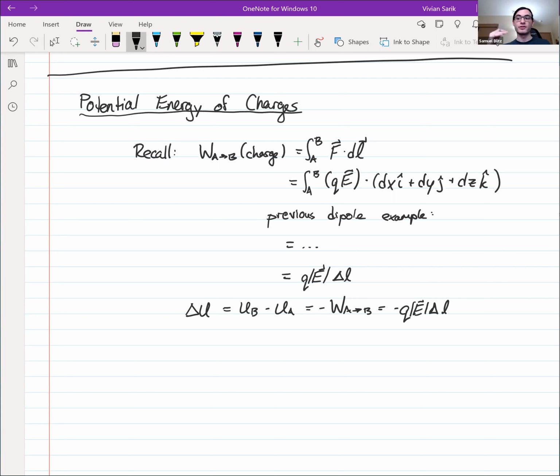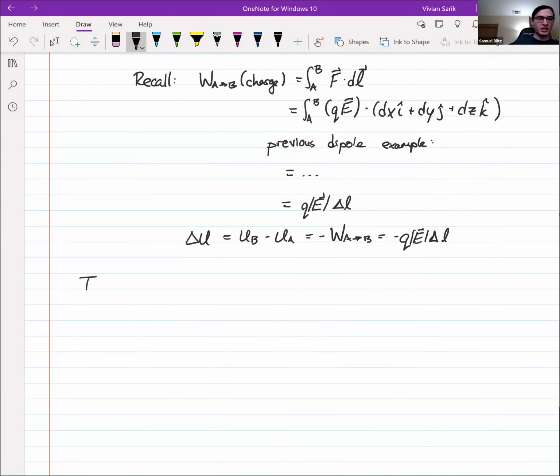Usually we have some configuration of charges and we want to find the potential energy of that configuration. So let's talk about the potential energy of 2-point charges, the simplest example. This is like asking what's the potential energy of, say, the Earth and the Moon. You have two things that gravitationally attract each other, and there's some potential energy associated with that gravitational attraction. We're asking what's the potential energy associated with the electrostatic force between two charges.